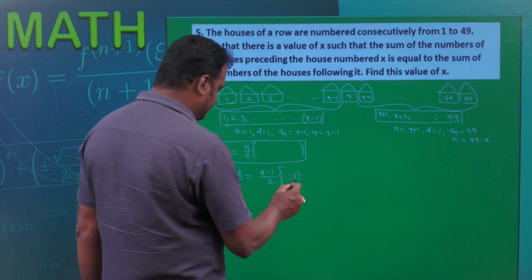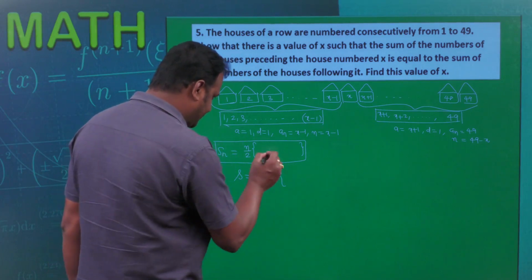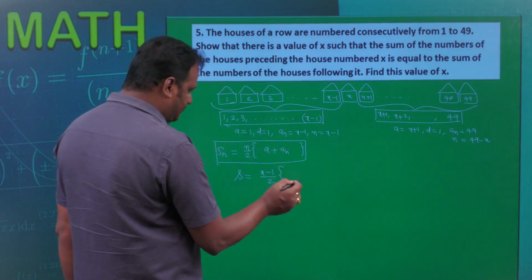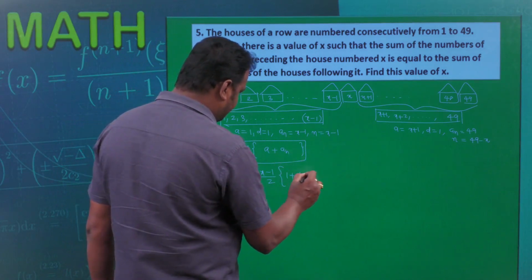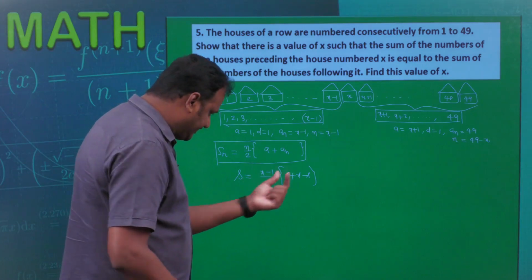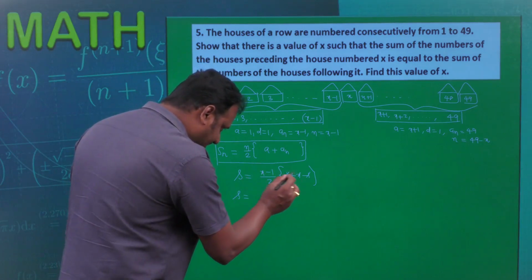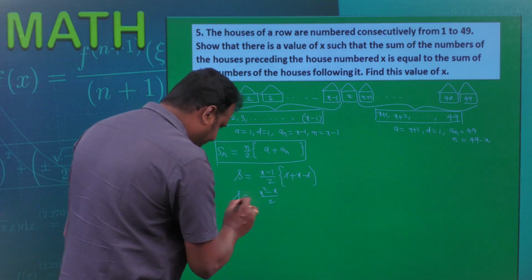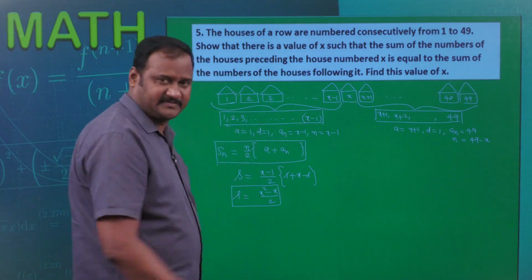What is that formula here? n by 2 into a plus an. So here a is equal to 1 plus an is equal to x minus 1. So minus 1 plus 1 cancel. x minus 1 by 2 into x. So s is equal to x minus 1 by 2 into x means x into x equal to x square minus x divided by 2. This is the sum of terms of this arithmetic progression.